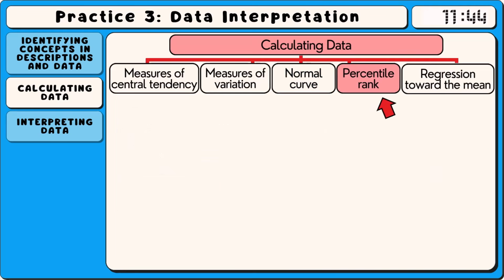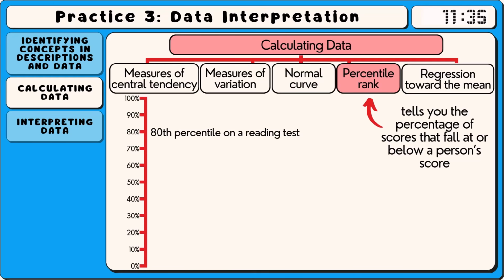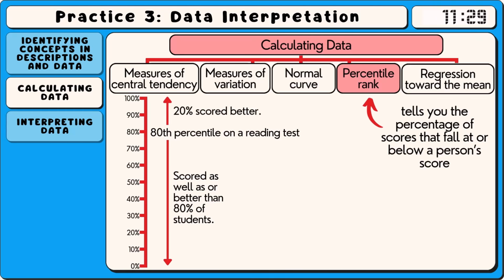Now let's move on to percentile rank. Percentile rank tells you the percentage of scores that fall at or below a person's score. For example, if you are in the 80th percentile on a reading test, it means you scored as well as or better than 80% of students, and 20% of students scored better than you.